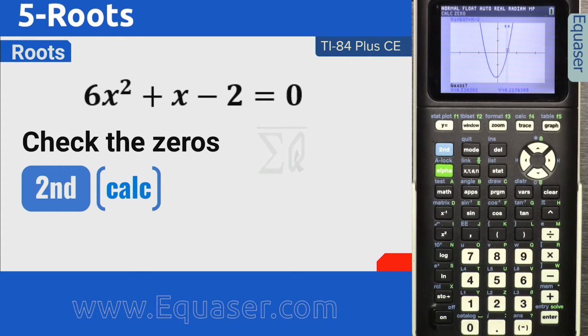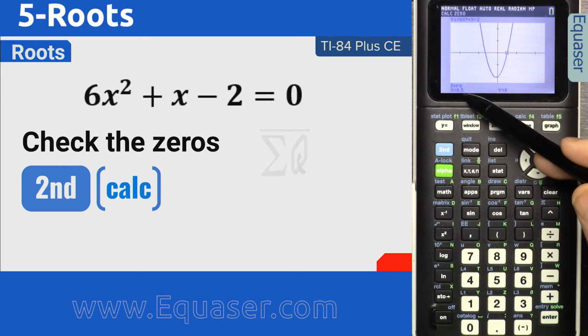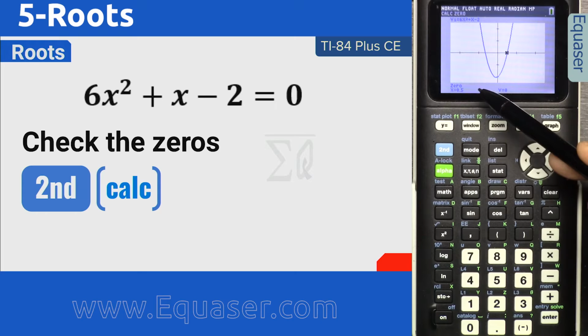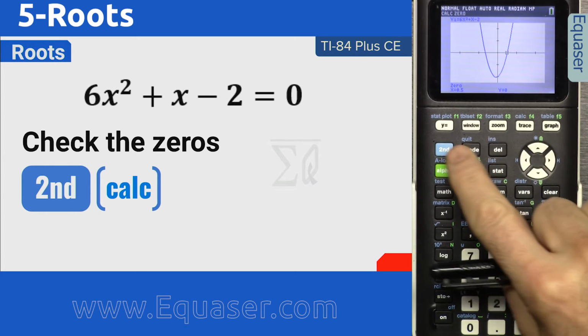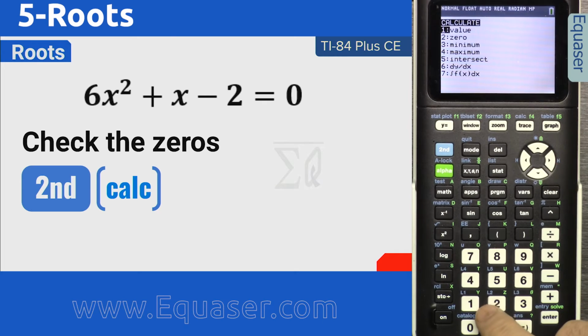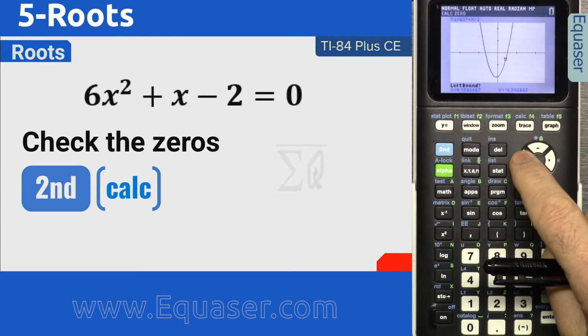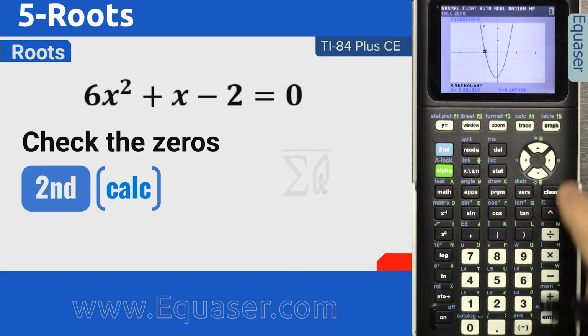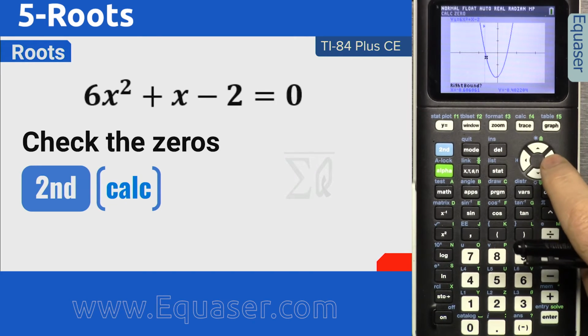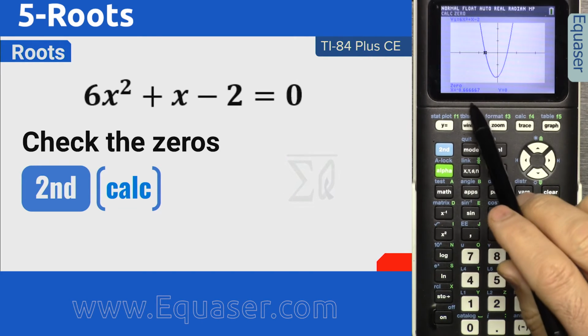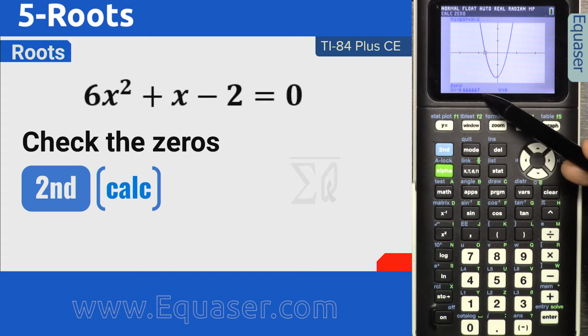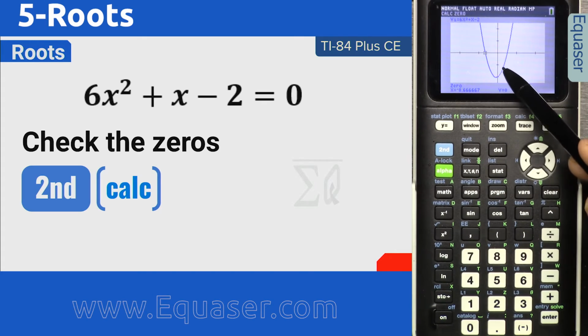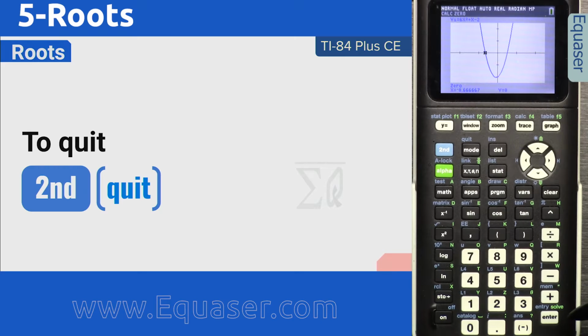Now it tells us it's 0.5, which was the number that we got. And the other one was minus 0.6667. So if I do that and then 2 zeros, I go to the left and then to the right and then guess. Here is the number that we solved. You can also view it on the graph like this. To quit, press second function and quit.